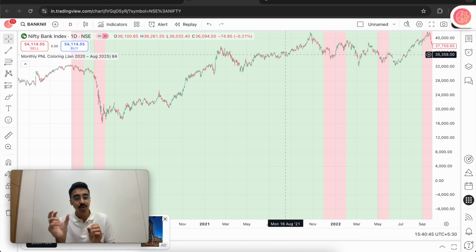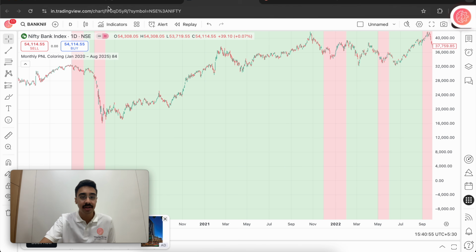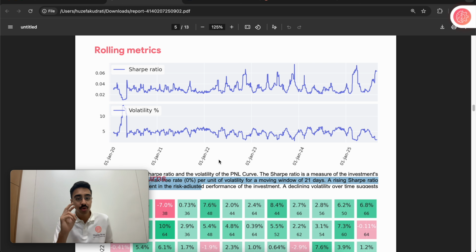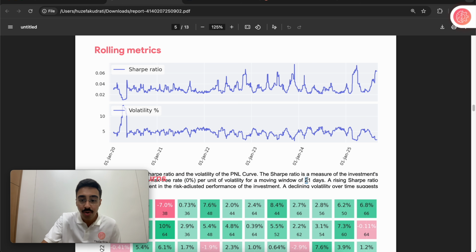So between any 2 points, you are making sure that you are looking at the return over a particular rollback window. Now, when you're looking at these rolling metrics, you are able to see two different types of rolling metrics, which I think are very important out here. One is the Sharpe ratio, which is again being done based on a 21-day period.